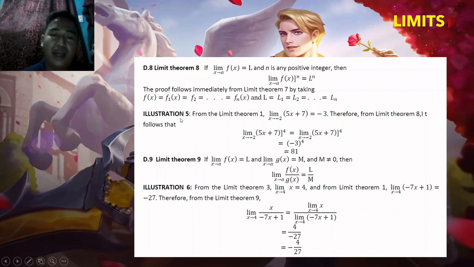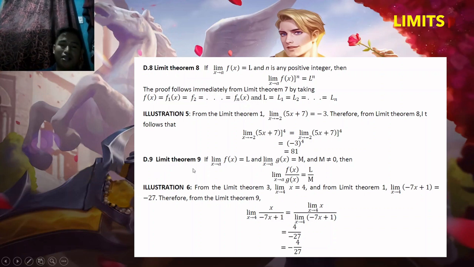Okay, now next, illustration number 5. The limit of 5x plus 7 as x approaches negative 2 is equal to negative 3. Try it, substitute negative 2 directly. So 5 times negative 2 is negative 10 plus 7 is negative 3. Okay, this is correct. So therefore, from limit theorem 8, it follows that if we raise this to the power of 4, the limit of the quantity to the 4 is equal to negative 3 raised to 4, which is 81.